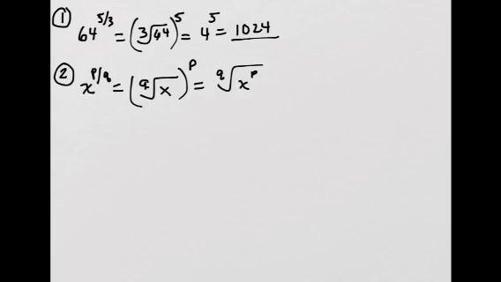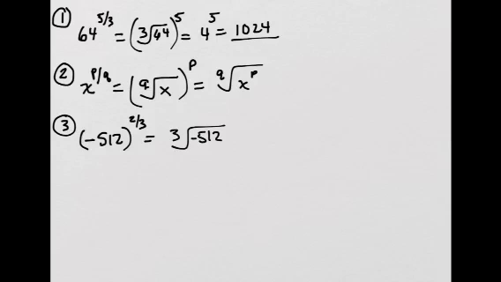So either one's fine. Okay, so this one we're going to take the cube root of negative 512. Now remember, because it's cube root, we could have a negative. That's fine. So the cube root of negative 512 is negative 8. And we're going to square that. So negative 8 times negative 8 is 64.